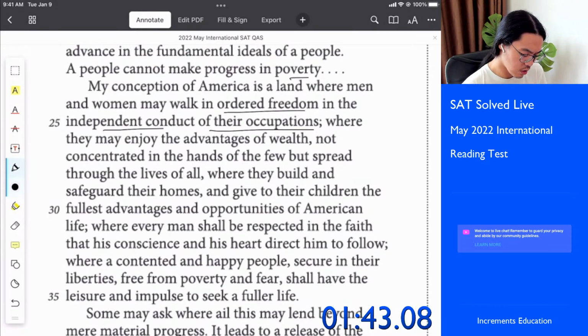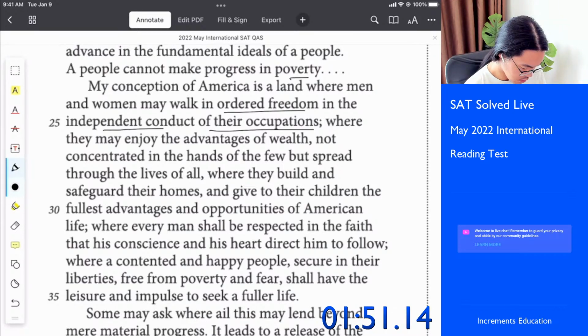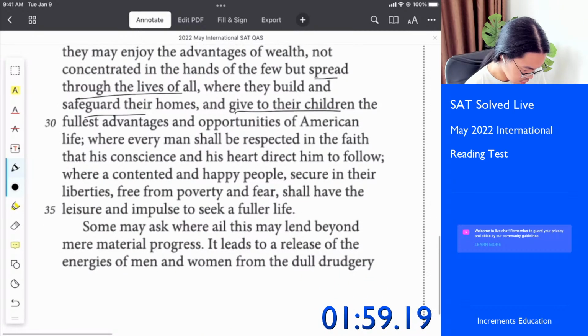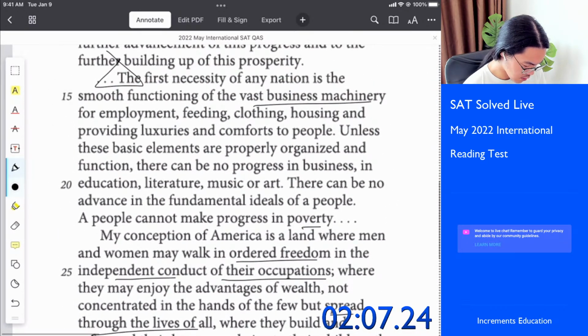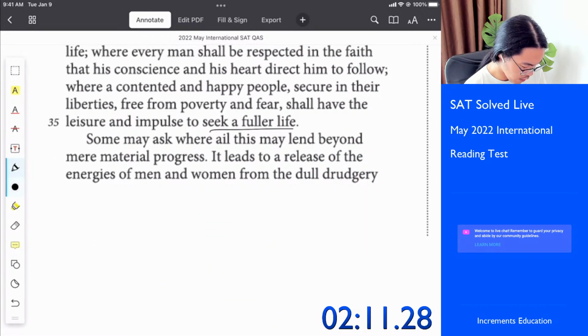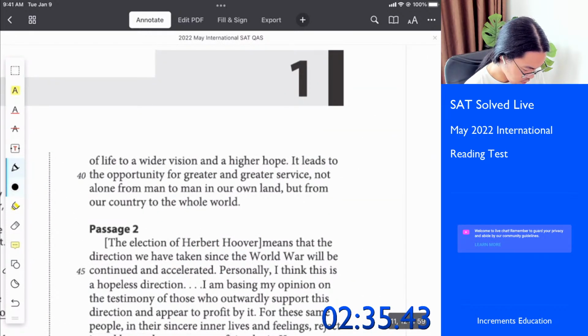Freedom in the independent conduct of the... Oh, so they can do their jobs freely. Spreading the wealth, safeguarding their homes, and giving to their children. And everyone can seek a fuller life. I think this is connected to the first one. Some may ask where all this may lead beyond mere material. This is a typo. Where all this may lead. Okay, lead. That's also a typo. It leads to a release of the energies of men and women from the dull drudgery of life. Okay, that's 240.